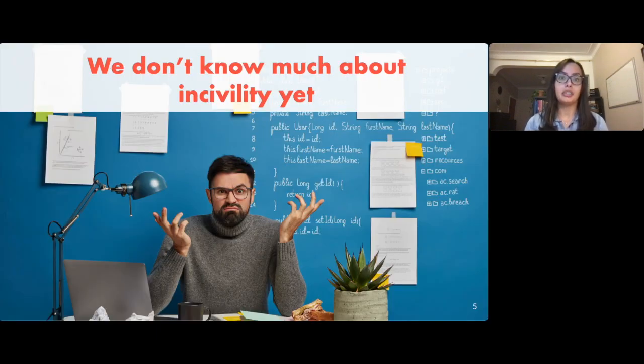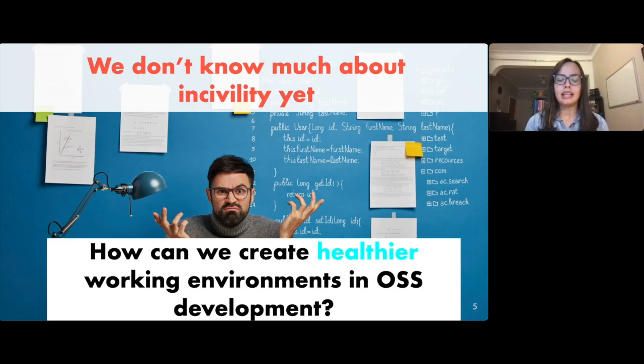The thing is that currently there is no knowledge about how incivility manifests in code review discussions, as well as the causes and consequences of incivility. So currently there is no clear way to effectively address the problem of incivility. To fill this gap, we want to establish more knowledge about incivility by characterizing it and also understanding its causes and consequences. Then our ultimate goal would be to help create healthier working environments for open source communities.